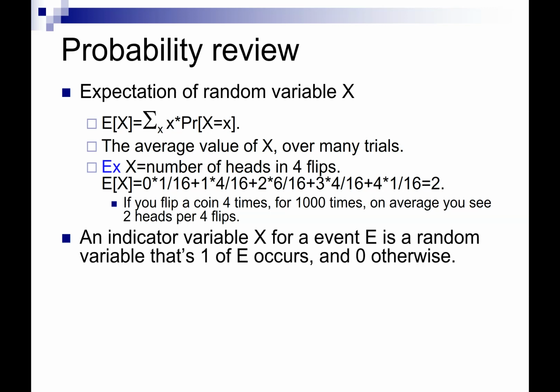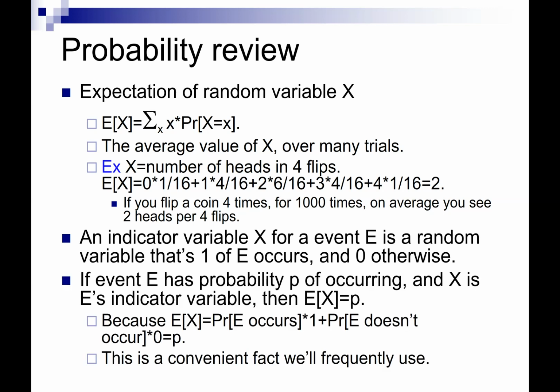Okay, now we have a special type of random variable, which is an indicator variable. An indicator variable for some event: we have an event E, and for that event, you can define an indicator variable, and this is going to be 1 if that event occurs, and 0 otherwise. So this indicator variable only has two possible values, 0 or 1, indicating whether E occurred or not.